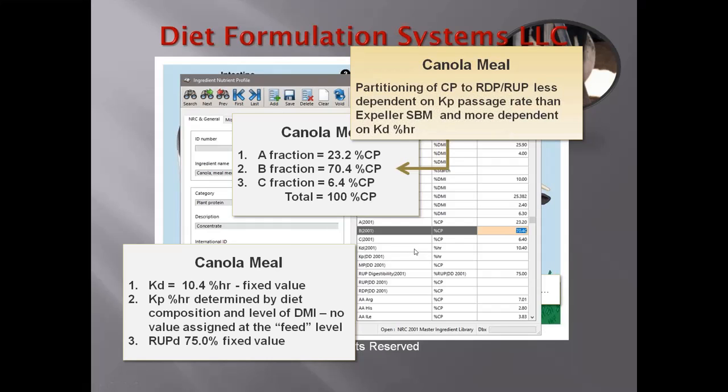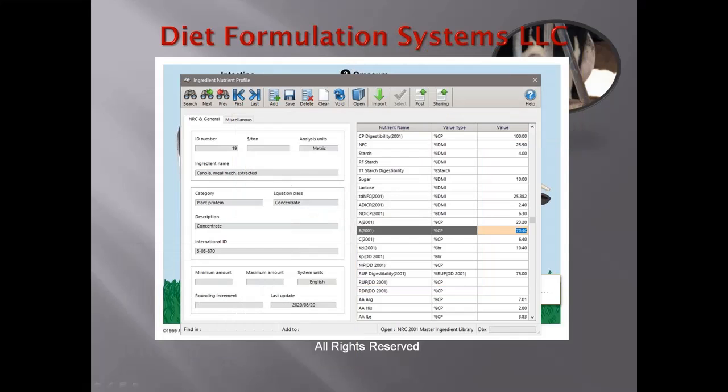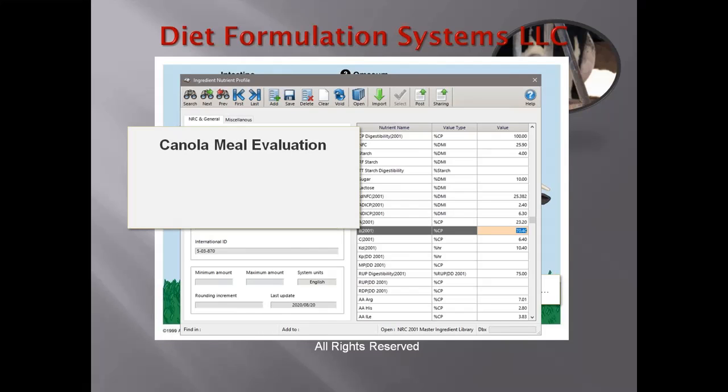So what is this telling us? It tells us that in terms of generating RDP and RUP values, canola meal is less dependent on passage rate with respect to the B fraction because it's much smaller. However, because the degradation rate is higher, time in the rumen becomes even more critical to this process of determining RDP and RUP. Let's run through the same scenario with canola meal.